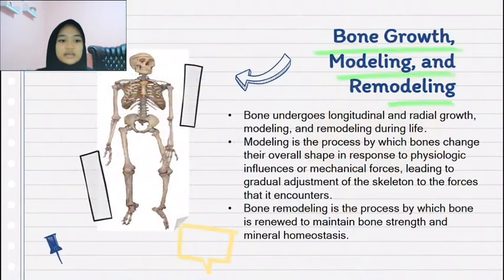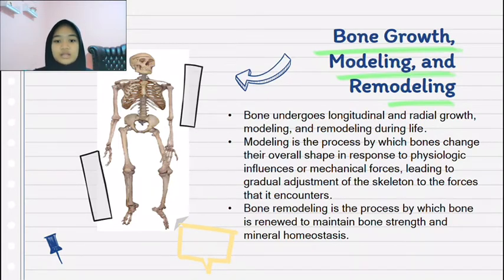And then next is bone growth, modeling and remodeling. Bone undergoes longitudinal and radial growth, modeling, and remodeling during life. Longitudinal and radial growth during growth and development occurs during childhood and adolescence. Modeling is the process by which bones change their overall shape in response to physiologic influences or mechanical force, leading to gradual adjustment of the skeleton to the force that is encountered.